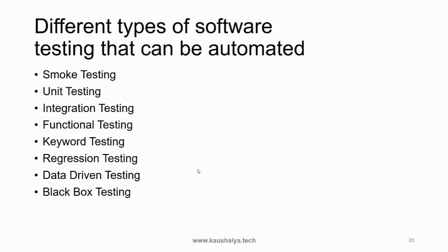Coming to the different types of testing that can be automated, be it smoke testing, unit testing, integration testing, functional testing, keyword testing, regression testing, data-driven testing, black box testing, different things. Mostly here we are concerned more about functional testing or regression testing, where we want to do the automation.